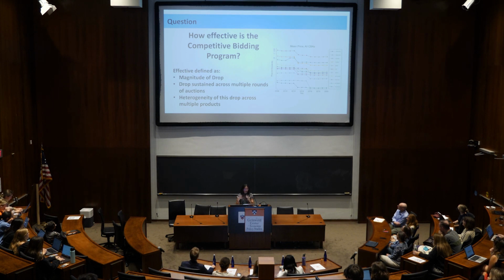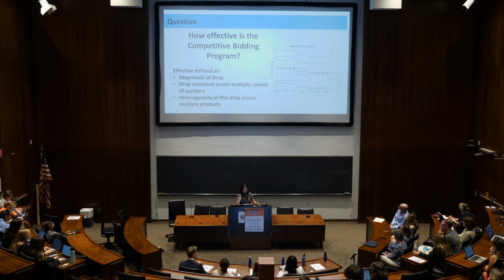And so given the kind of confounding factors within this auction, it's important to ask the question, how effective is the competitive bidding program, but to ask it along 3 dimensions. And so the first magnitude of effectiveness I define is just how much, percent-wise, was the price drop from competitive bidding. The second question is, was this drop sustained across multiple rounds of auctions, i.e. multiple price renegotiations that happened over the course of the decade? And third, is there heterogeneity in this drop between various different Medicare products?